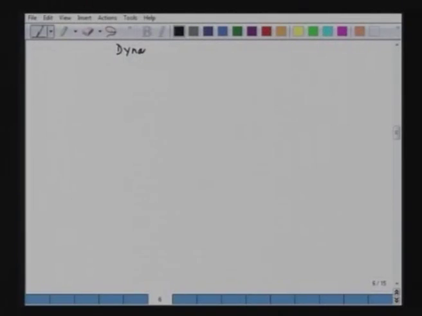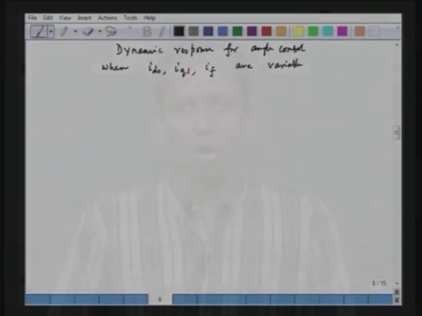So, dynamic response for angle control when IDS, IQS, IF are variable. All are variable. IDS, IQS and IF, all currents vary.